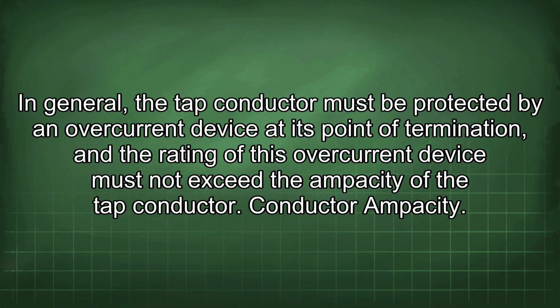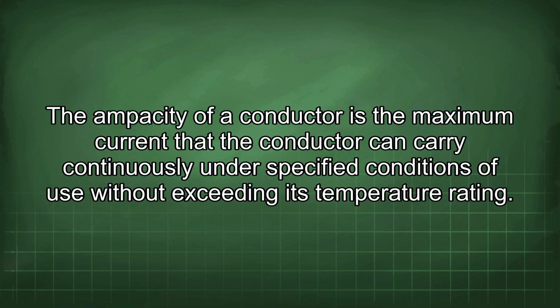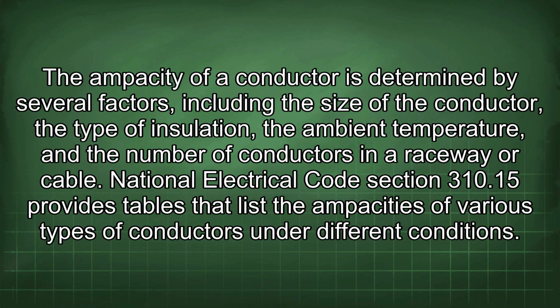Conductor ampacity. The ampacity of a conductor is the maximum current that the conductor can carry continuously under specified conditions of use without exceeding its temperature rating. The ampacity of a conductor is determined by several factors, including the size of the conductor, the type of insulation, the ambient temperature, and the number of conductors in a raceway or cable. National Electrical Code Section 310.15 provides tables that list the ampacities of various types of conductors under different conditions.